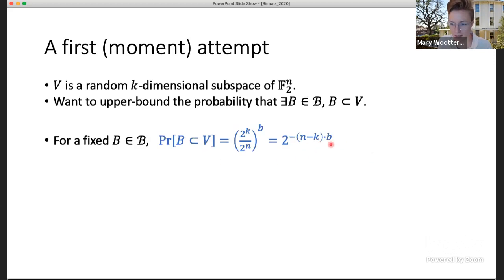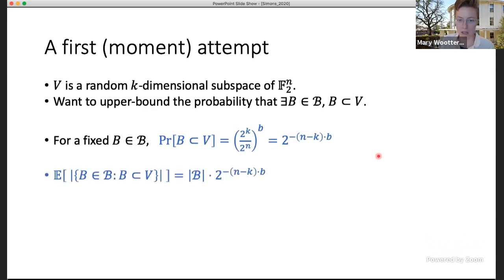If you didn't follow that, it doesn't really matter, but I'm doing the straightforward calculation of computing the probability that a particular bad set is in a random subspace. Okay, so now let's compute the expected number of bad sets in my random subspace. So the expected number of bad sets is just the size of curly b, the number of bad sets, times the probability that each one of them lives in this subspace. Great. Okay, so now I can ask, when is it the case that this expected number is little o of 1? Not that I expect there to be no bad sets in my random subspace.